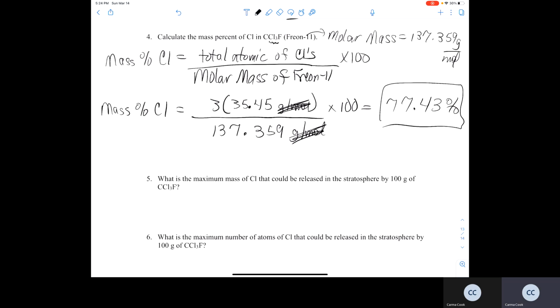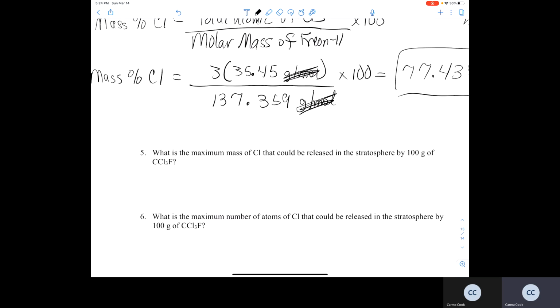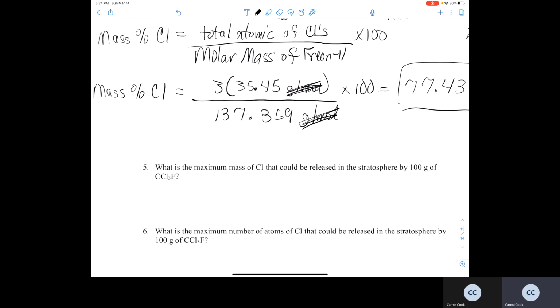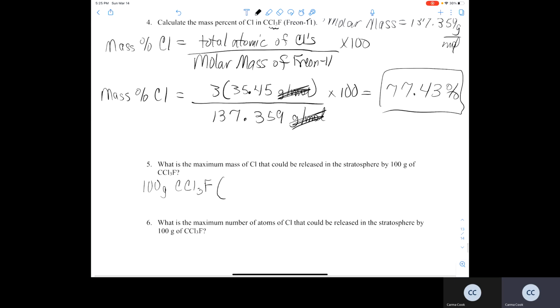Number 5, what is the maximum mass of chlorine that could be released in the stratosphere, in the ozone layer of the stratosphere, by 100 grams of CCl3F? So if we have 100 grams of CCl3F, which is Freon 11, and for every molecule of Freon 11, if 77.43% of it is chlorine, then take that percent, convert it to a decimal, multiply it by the total mass of Freon 11 that we have in this question, which is 100 grams, and you get 77.43 grams of chlorine.